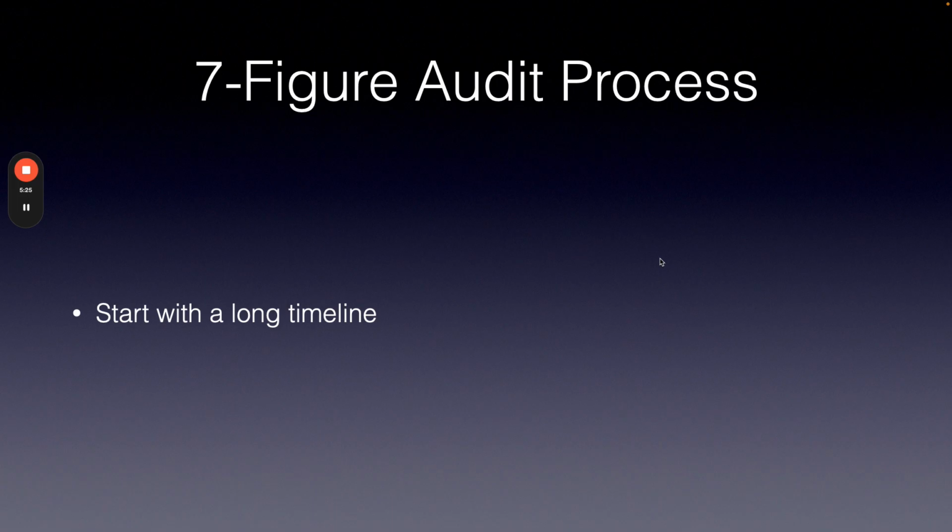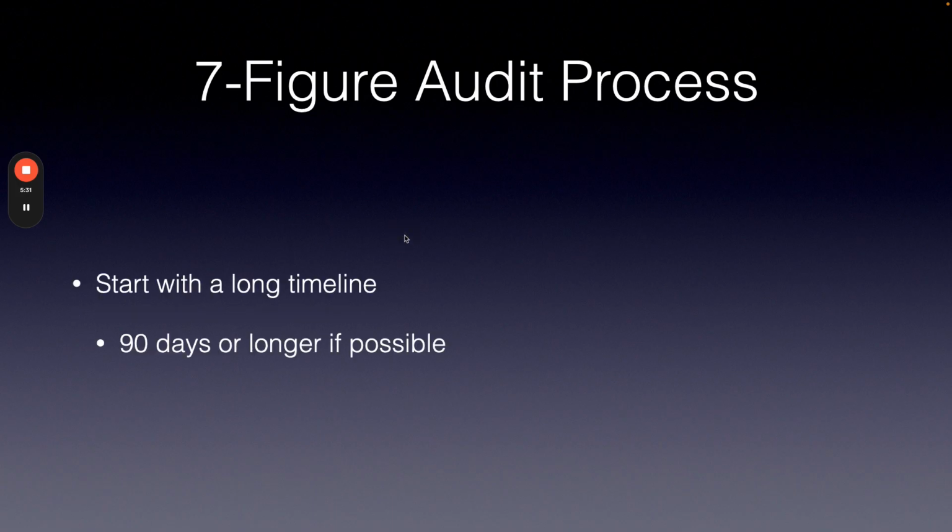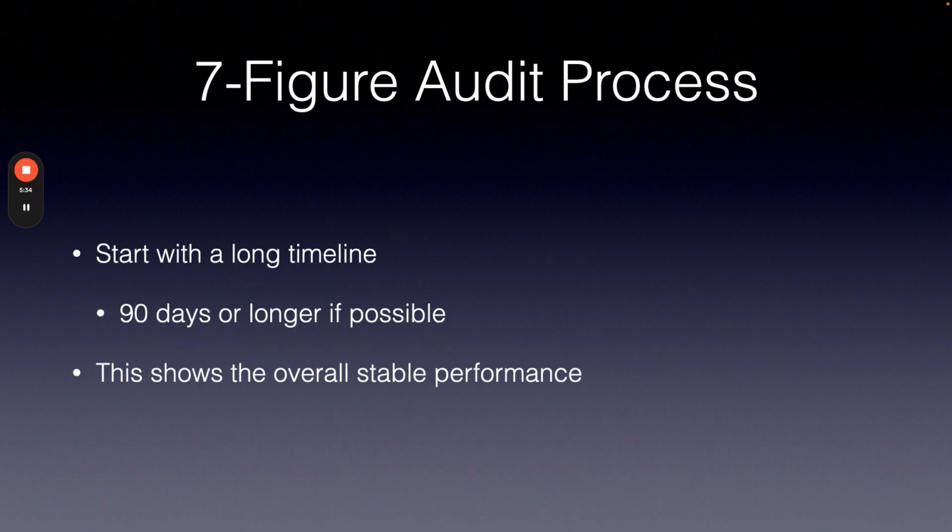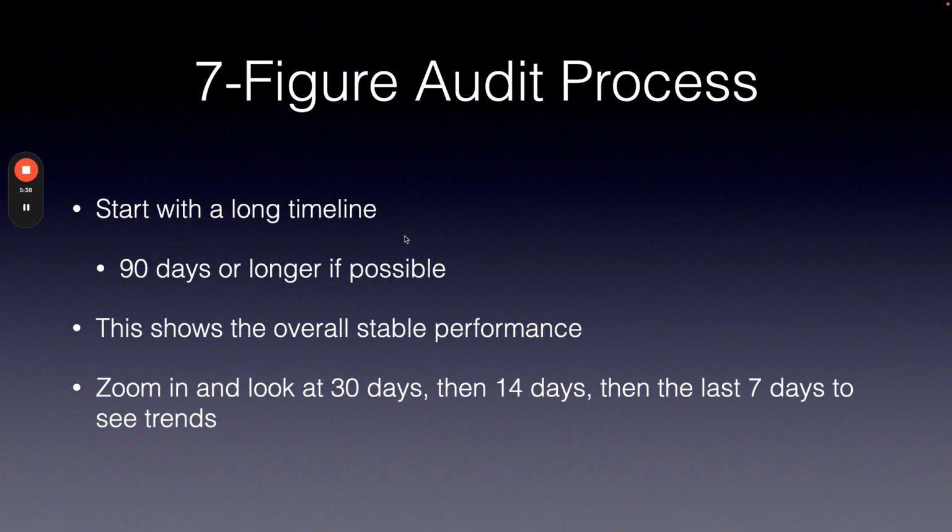So let's jump into how to audit your issues. If you have an account you're not happy with, we've got to figure out why. So we start with a long timeline, 90 days or longer if possible. This shows the overall stable performance. And then what we want to do is zoom in and look at the 30 days, the 14 days, and the 7 days to see the trend.